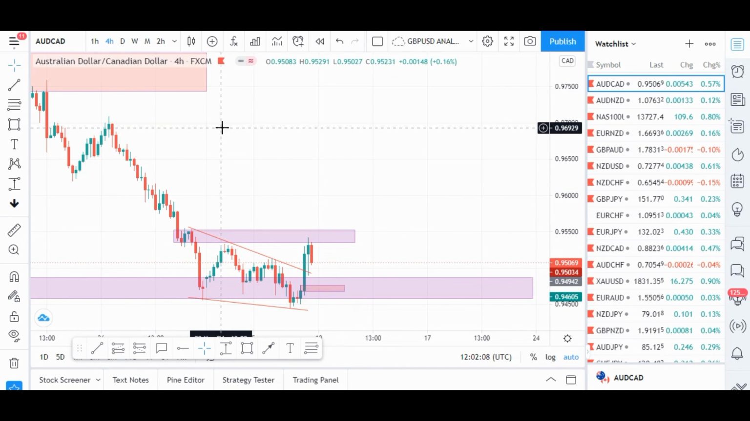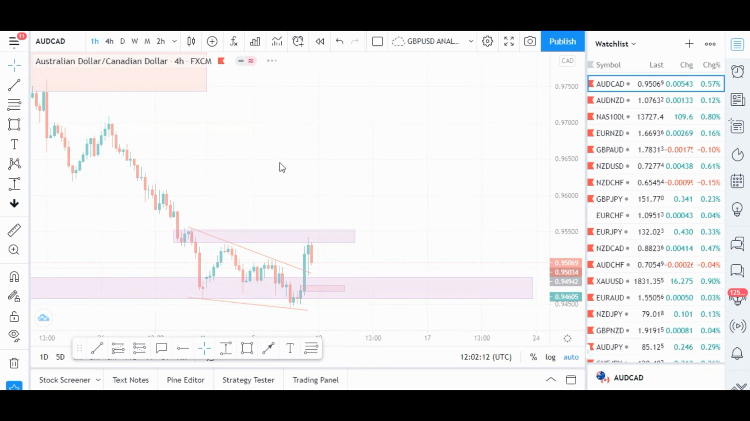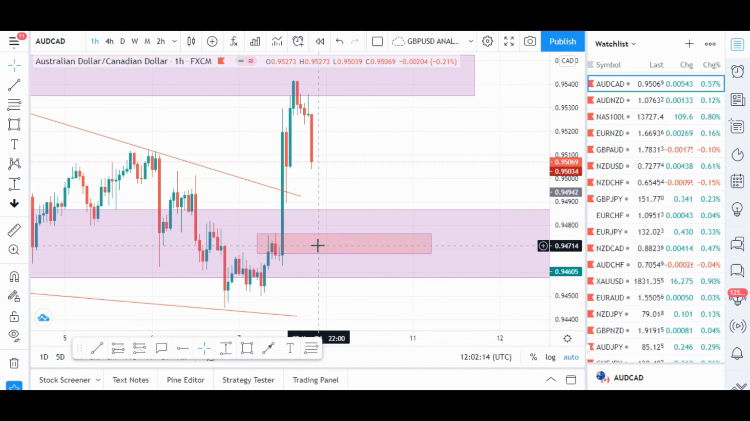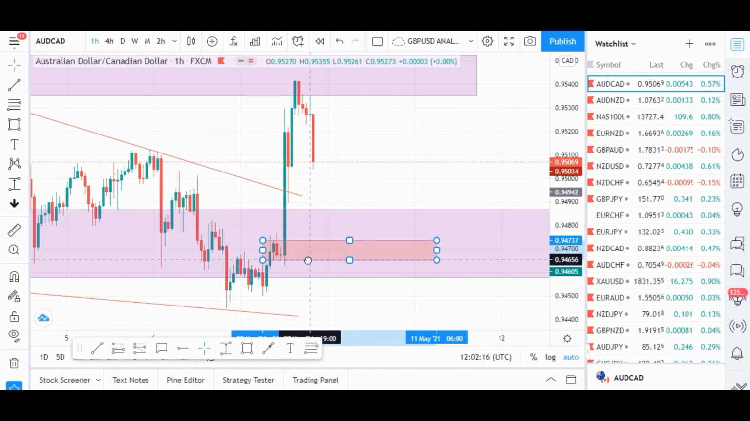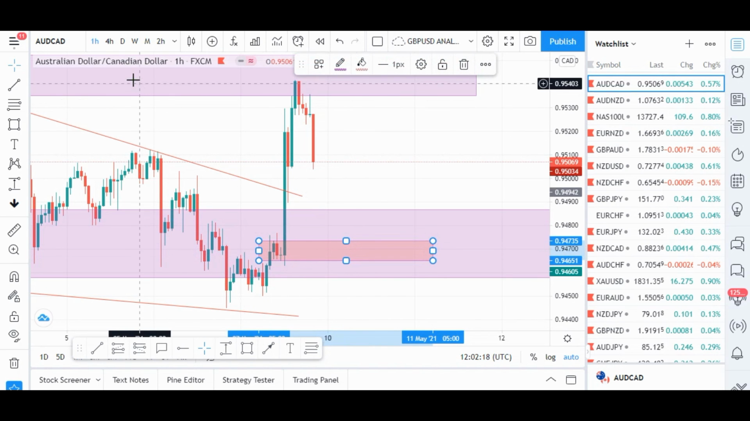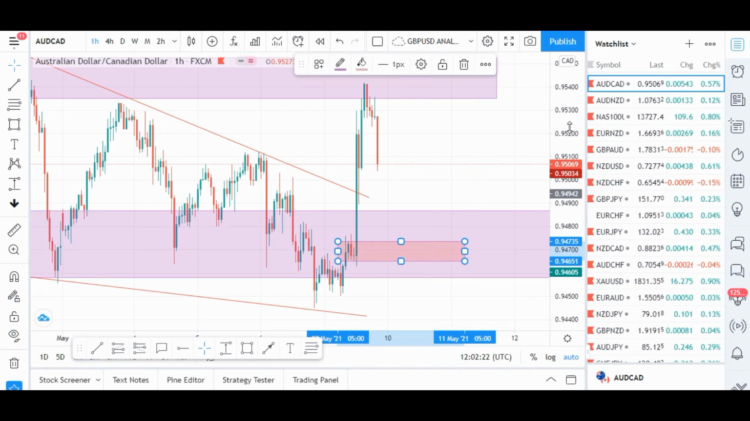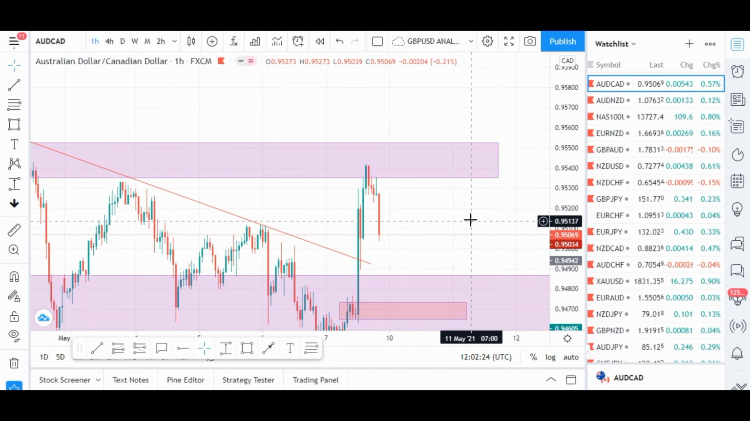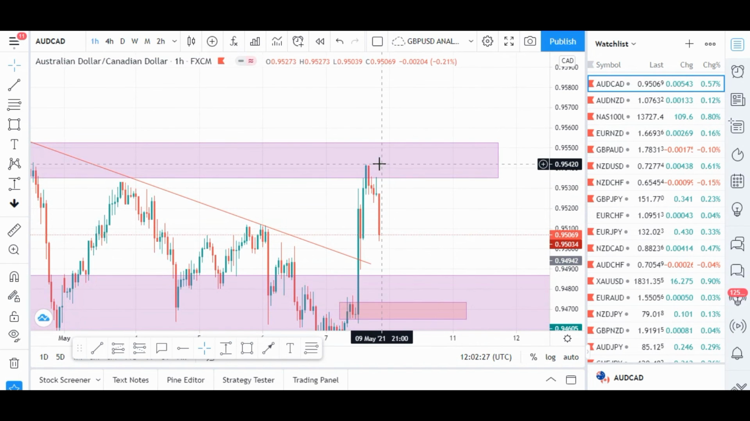This has not changed my bias. I'm still biased on this pair. I'm expecting the market to do a small pullback to this level of support that we have here. I'm expecting the market to pull back to this level of support, then we'll see a further continuation to the upside. So that is our analysis on AUDCAD, and let's see how that plays out in this coming week.